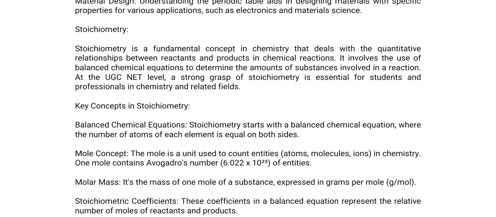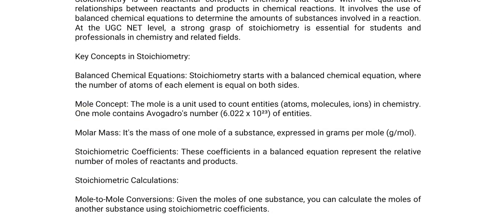Stoichiometry is a fundamental concept in chemistry that deals with the quantitative relationships between reactants and products in chemical reactions. It involves the use of balanced chemical equations to determine the amounts of substances involved in a reaction. Key concepts of stoichiometry. Balanced chemical equation. Stoichiometry starts with the balanced chemical equation where the number of atoms of each element is equal on both sides.